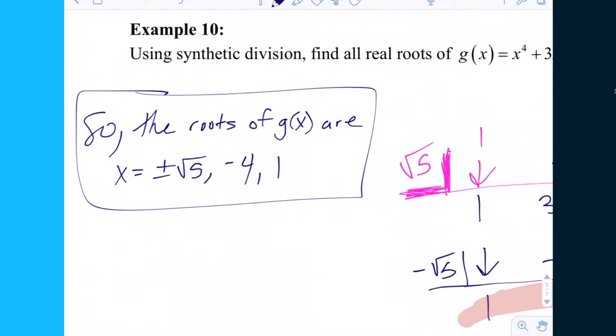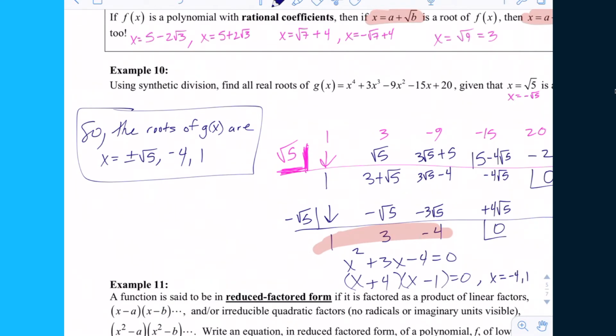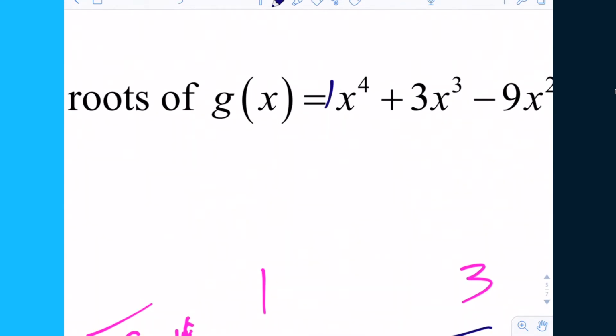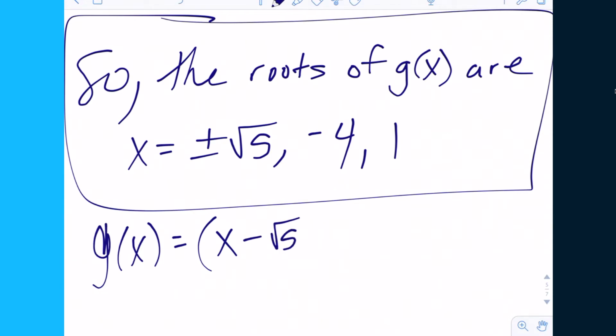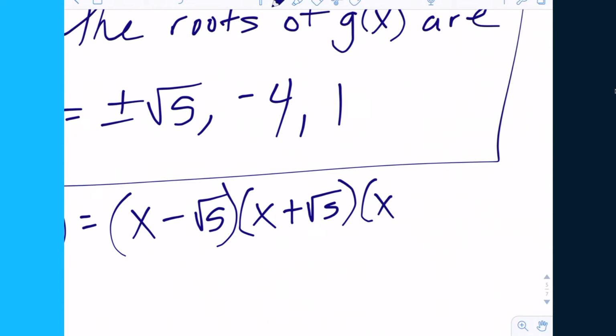Now let's see if we can go ahead and write g of x in factored form. The leading coefficient is 1. That's nice. So that's my a value. So g of x could be written as, well, let's see. If positive square root of 5 is a root, what's the associated factor? X minus the square root of 5, right? And if negative square root of 5 is a root, what's the associated factor? X plus the square root of 5. If negative 4 is a root, the associated factor is x plus 4 and then x minus 1.